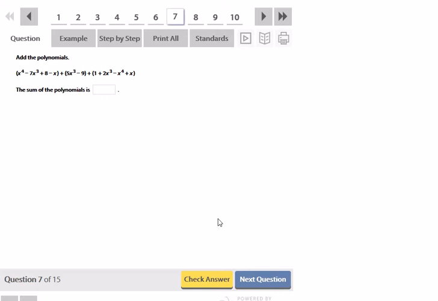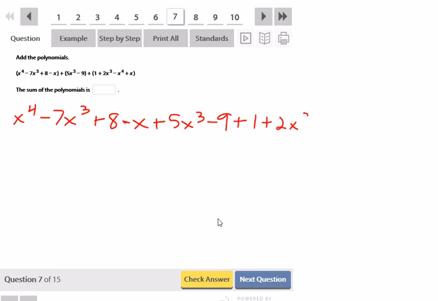Outside of each parentheses, there's a 1, so if I were to remove this by distributive property, I'd be multiplying by 1, and since anything multiplied by 1 is itself, I could just write it as I see it, but without the parentheses. Plus 5x to the third minus 9 plus 1 plus 2x to the third minus x to the fourth plus x. Now the only thing left to do, I have 10 terms, is combine the ones that are like.